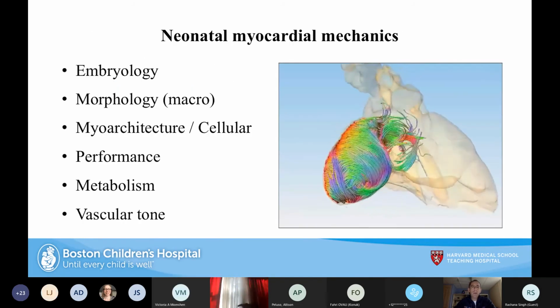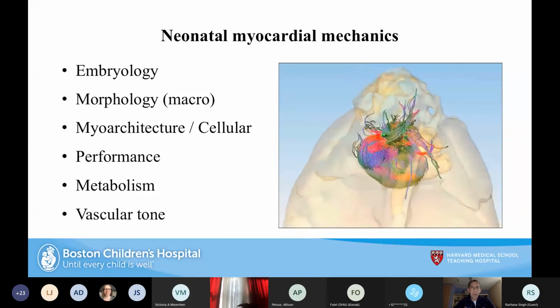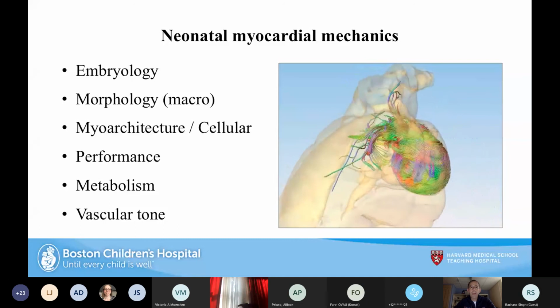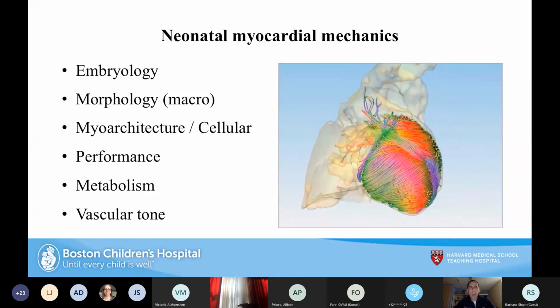So it's really fascinating when you take a step back and try to understand the neonatal myocardial mechanics. You understand it from six unique domains: from embryology to morphology, at the cellular level, performance, metabolism, and vascular tone. If you're caring for a preterm baby, you're probably doing all of this already, but it behooves us all to understand the fundamentals.